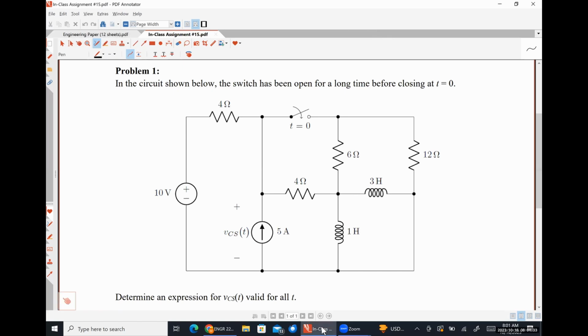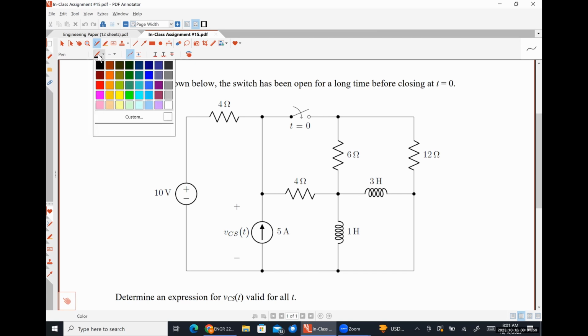All right, so how are these two inductors connected? They are in parallel. All right. So that means I'm going to replace those two inductors with a single equivalent inductance, right? So what's that equivalent inductance going to look like? So 0.75 Henry. Absolutely. All right.